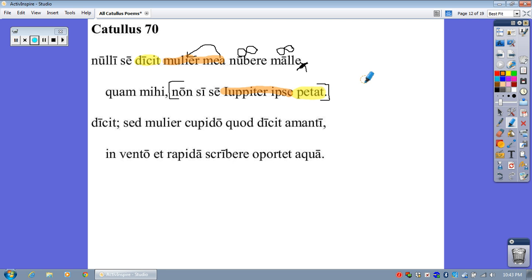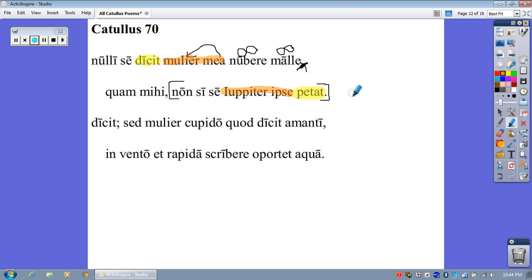Okay. So, let's piece this all together. We know our subject. Se, that word always refers back to whomever the subject is, and se is accusative or ablative, but here it's accusative, and it's actually the accusative subject of the indirect statement. So, my woman says that she, malle means prefers, she says that she prefers to marry, or to be married, to nobody than to me, not even if Jupiter himself begs her. Wow. So my woman says that she prefers to be married to nobody rather than to me, not even if Jupiter himself begs her, or asks her, or seeks her.